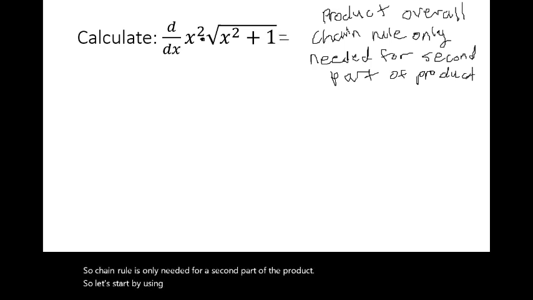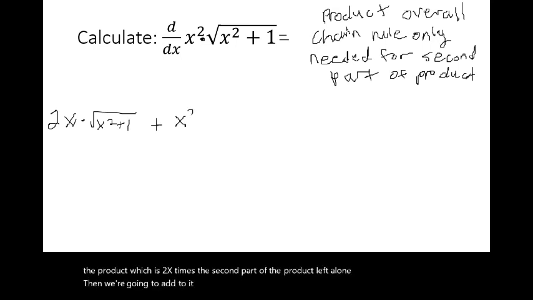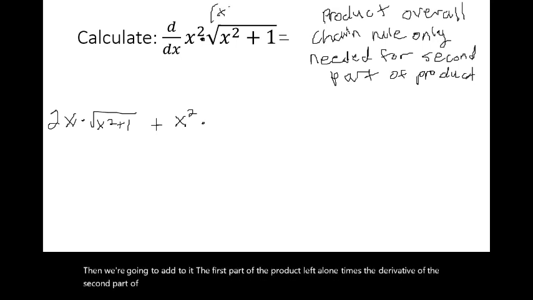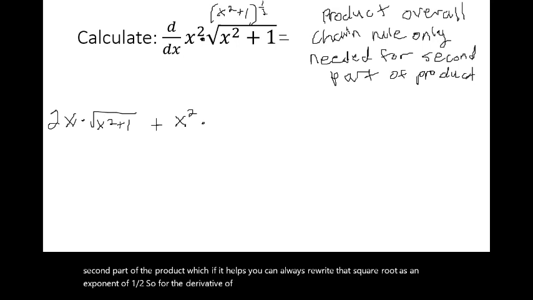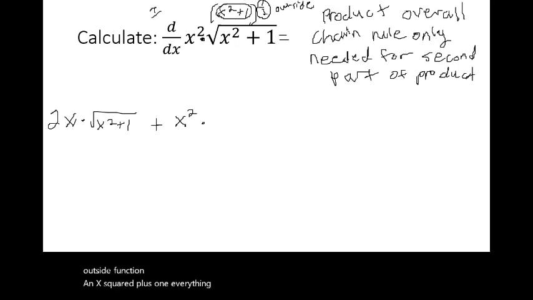So we're going to start off with the derivative of the first part of the product, which is 2x, times the second part of the product left alone. Then we're going to add to it the first part of the product left alone, times the derivative of the second part of the product, which, if it helps, you can always rewrite that square root as an exponent of 1/2. So for the derivative of the second part of the product, this power of 1/2 is the outside function, and x squared plus 1, everything underneath the square root, was the inside function.